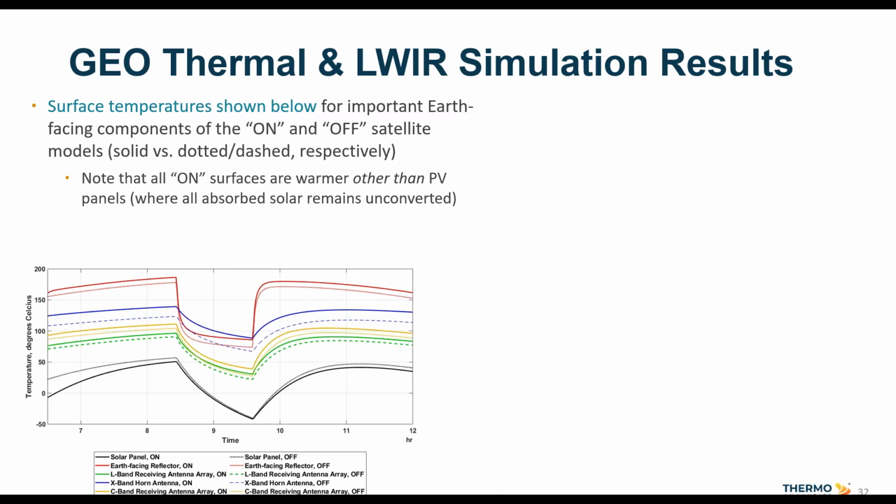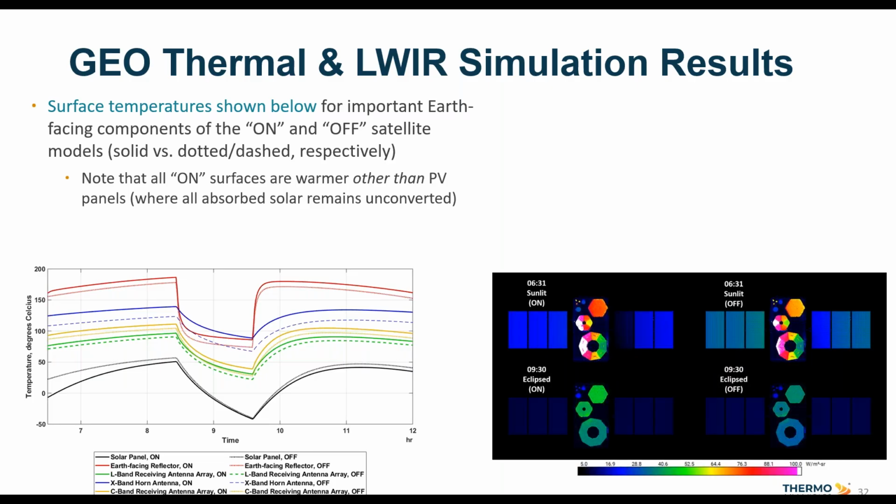But what effect does this have on the signature of the satellite? Well, first we look at some renderings of the satellite. I've shown 4 here. I've shown 2 when the satellite is being sunlit, and 2 when it's in its eclipse state. And then on the left, we have the on case, and on the right, we have the off case. So if you look carefully, you can see that the components are warmer for the on case than the off case in that central satellite bus.